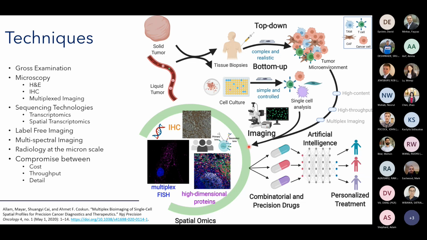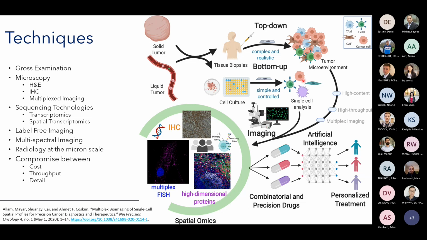We can have H&E, IHC, multiplex imaging. We can have different types of sequencing technologies. There's label-free imaging. But essentially, all of these technologies that we are going to talk about in the rest of the course are a compromise between cost, throughput, and the detail that they can give us. Technology can give us very fine pictures of what's going on within each cell, but they may be too expensive for everyday clinical use. So there's a compromise between these three things.